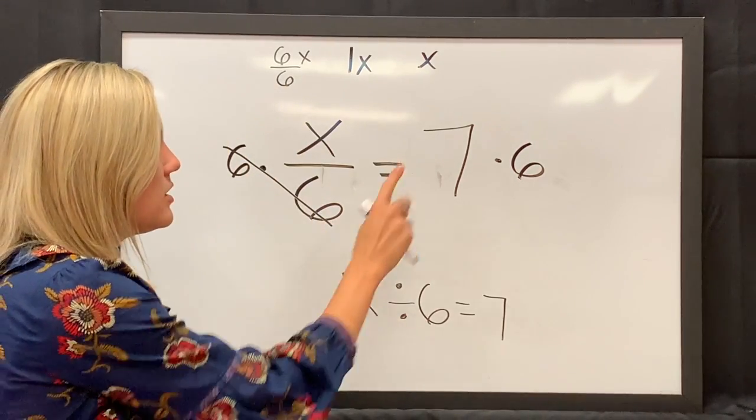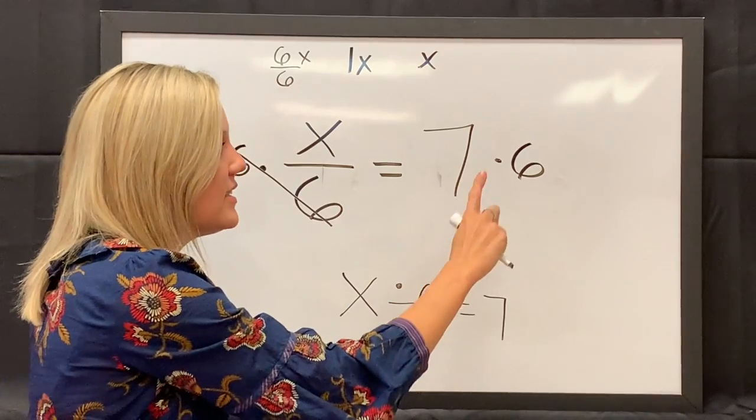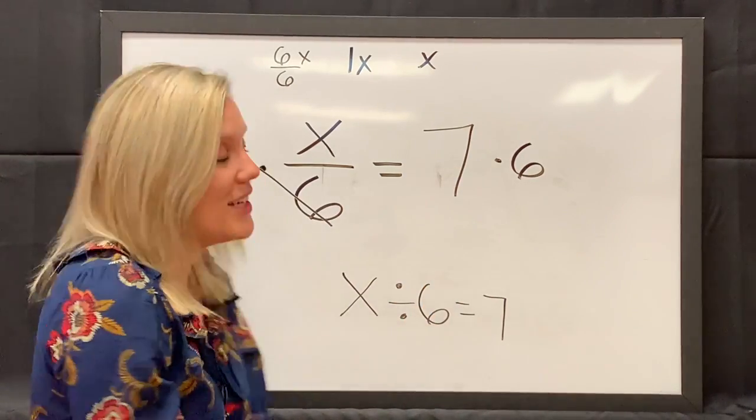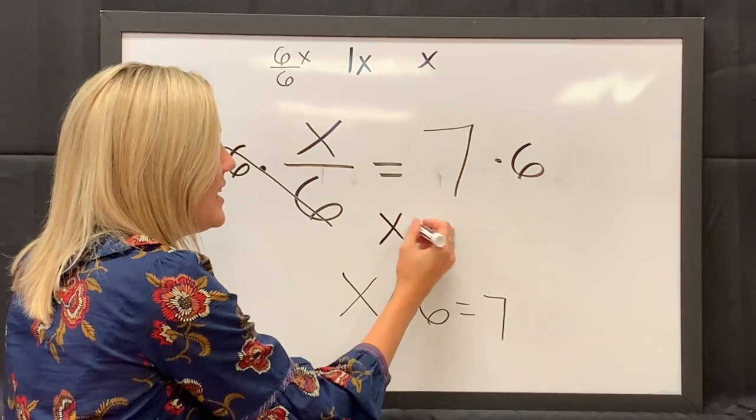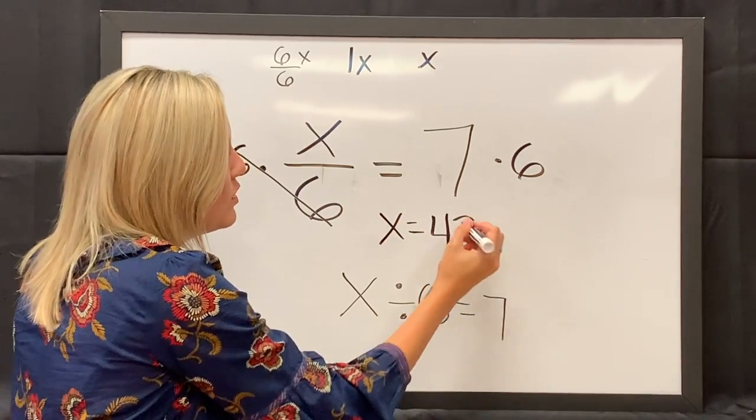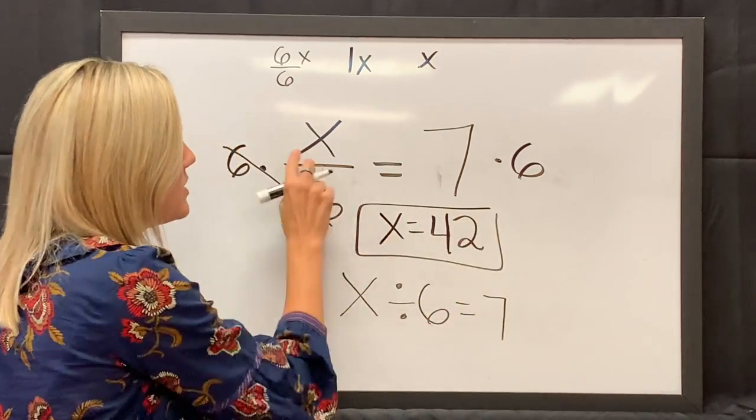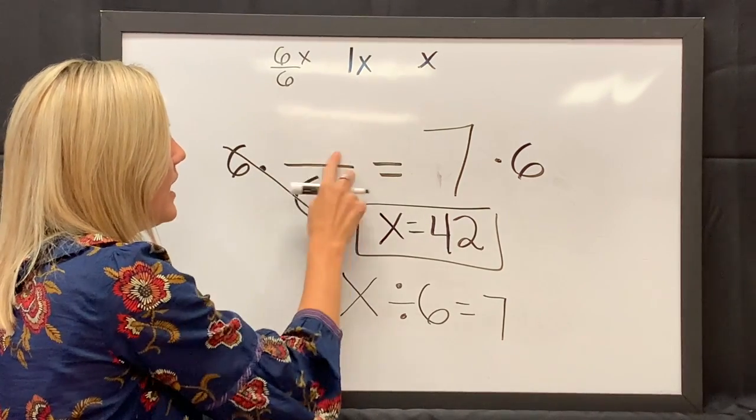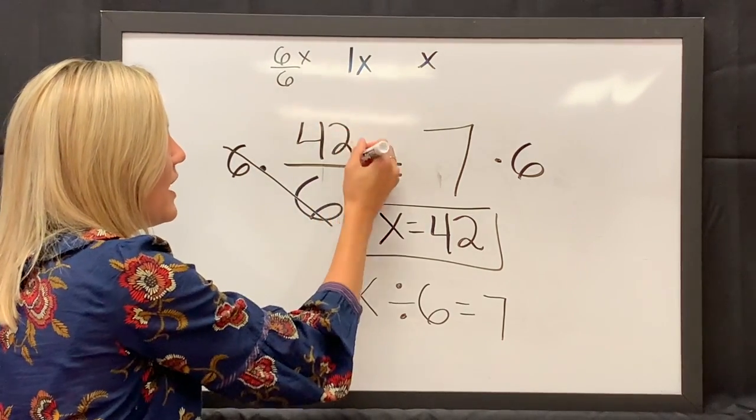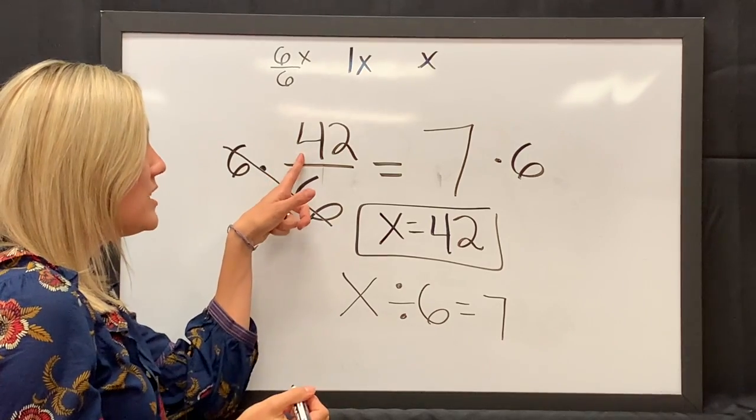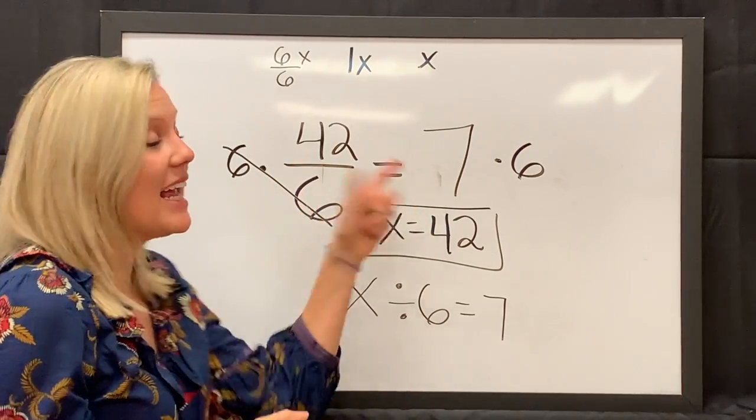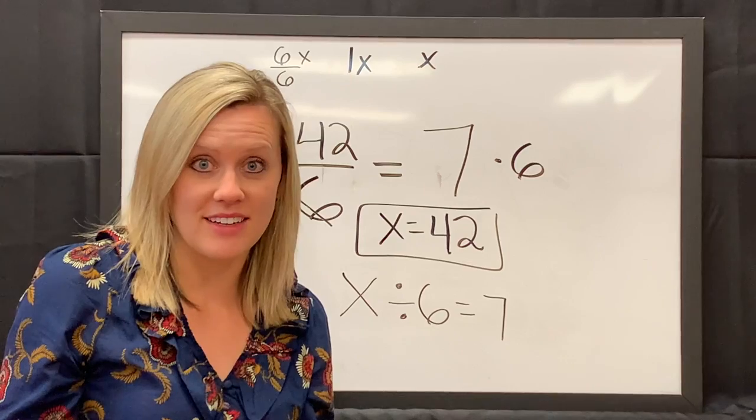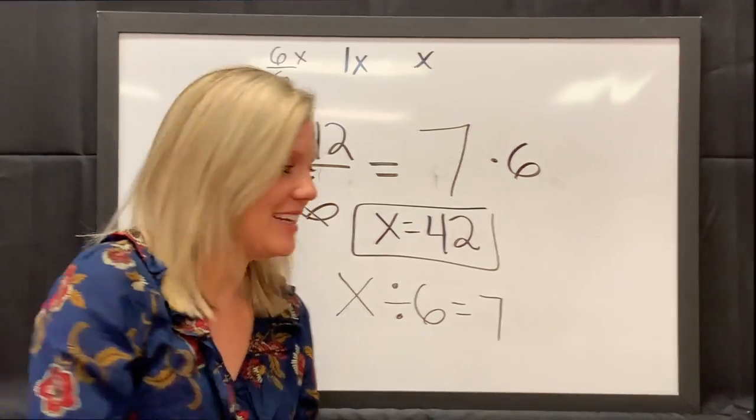So here we cancel, here we have 7 times 6, and 7 times 6 is 42. Okay, so we're going to have x equals 42. I am going to check my work. So instead of writing the x, I am going to pretend this is a 42, and I'm going to ask myself, what is 42 divided by 6? And yes, that's 7. Let's do another one like that.